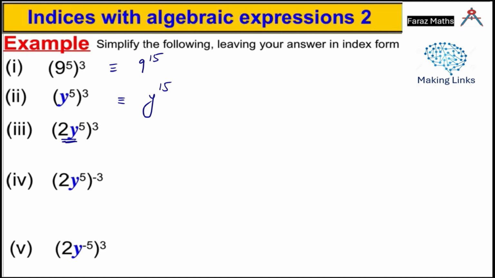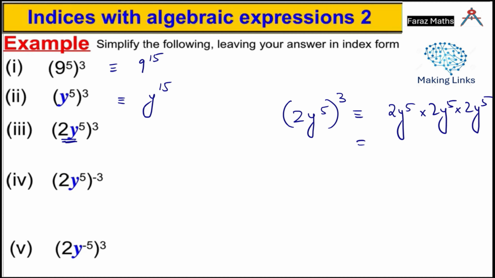Okay, this one is different because it is 2y5, the whole power is 3 now. So what you have to do is multiply it how many times? 3 times. Because there is power 3, it means you have to repeat it 3 times, and that would be 2 2s are 4, 4 2s are 8, y5, y5, y5. In multiplication, when bases are the same, we have to add the powers. 5 plus 5 plus 5 is 15, so the answer is 8y15.